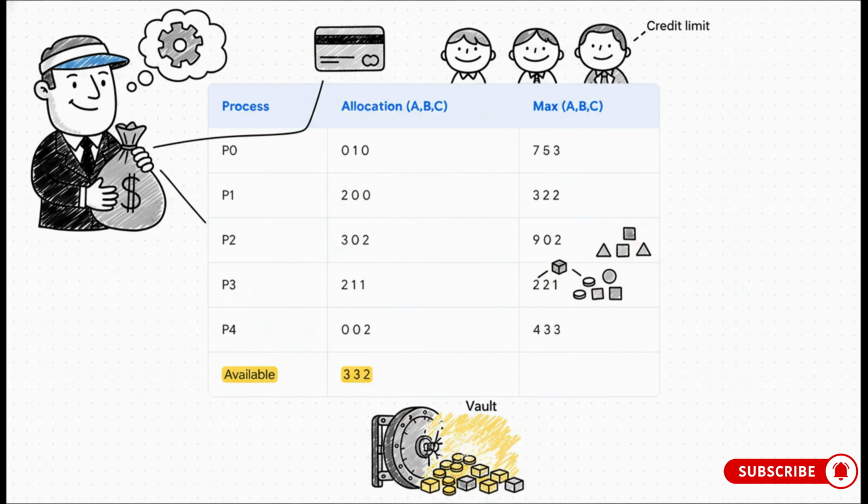The analogy is perfect. The operating system is a banker. The resources, let's say we have 3 types, A, B, and C, are the banker's money. The processes are customers. Before any customer starts, they have to declare their maximum possible loan. That's the max column you see. The allocation column shows how much money each customer currently has borrowed. And that available row at the bottom, that's the cash the banker has on hand right now. The banker's job is to grant new loan requests only if they know that even after granting the loan, they'll still be in a safe state where they can satisfy all their customers.